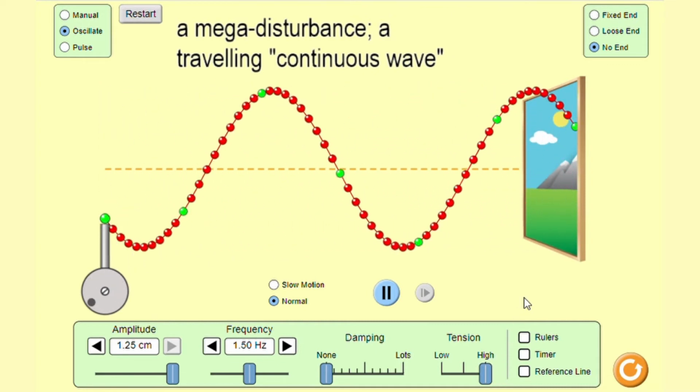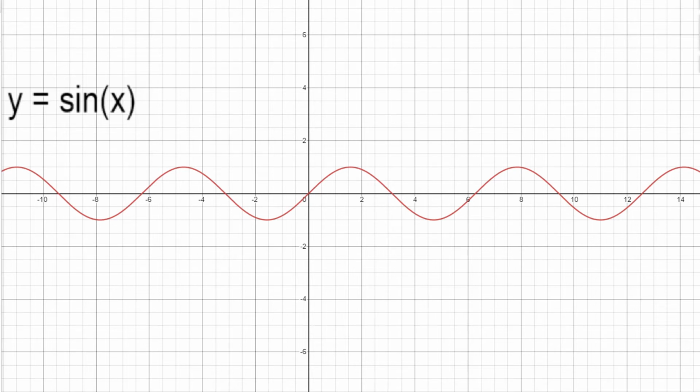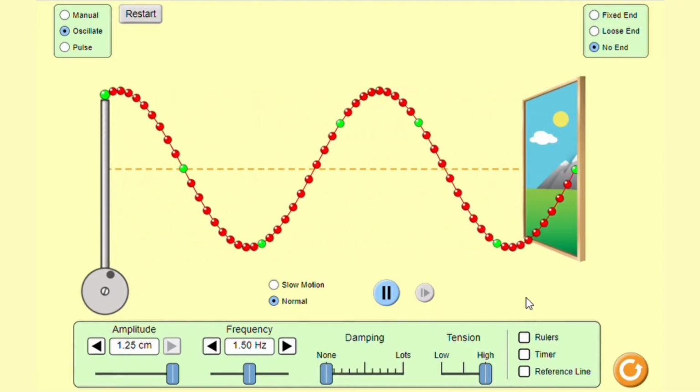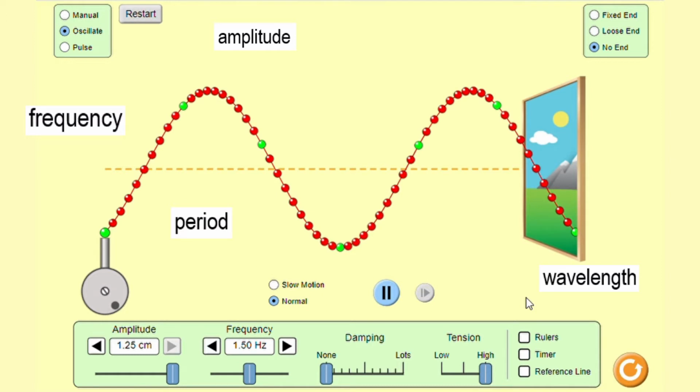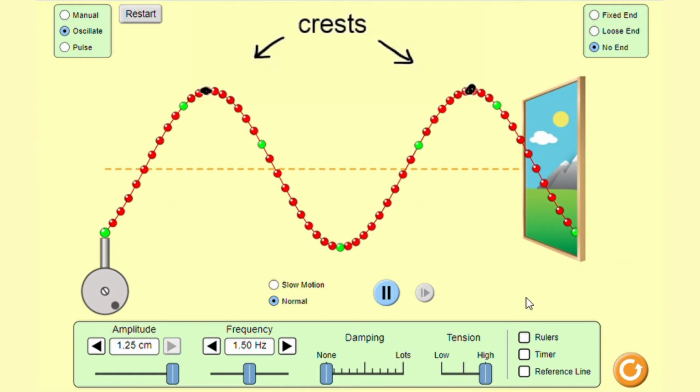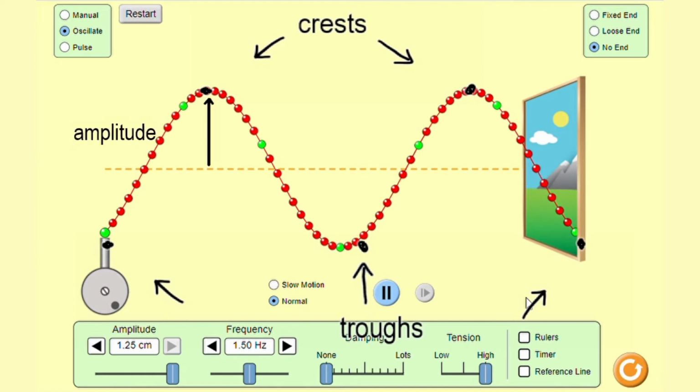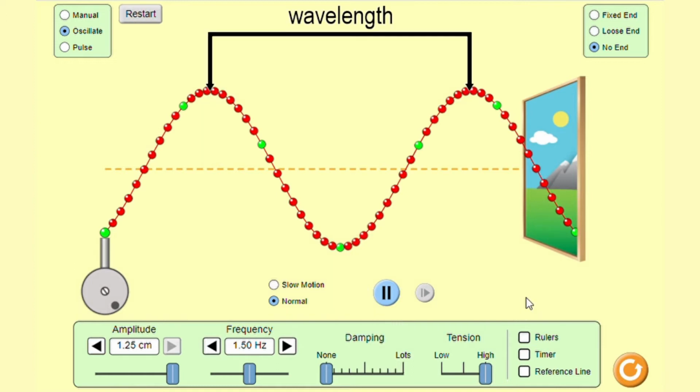This wave looks a lot like the graph of y equals sine x, right? This continuous wave has several properties that define how it looks. It has an amplitude, wavelength, period, frequency, crest, and trough. The crests are the bumps on the top, and the troughs are the bumps on the bottom. The distance of the crests and troughs from the resting position, or middle of the wave, is the amplitude, and the distance between two consecutive crests or troughs is the wavelength. It's the distance covered by the wave in a full cycle.